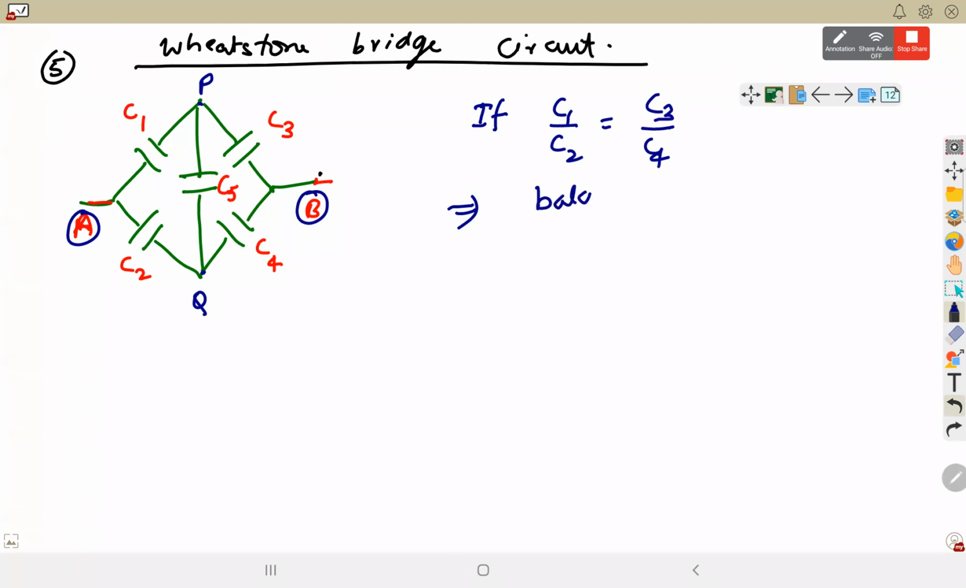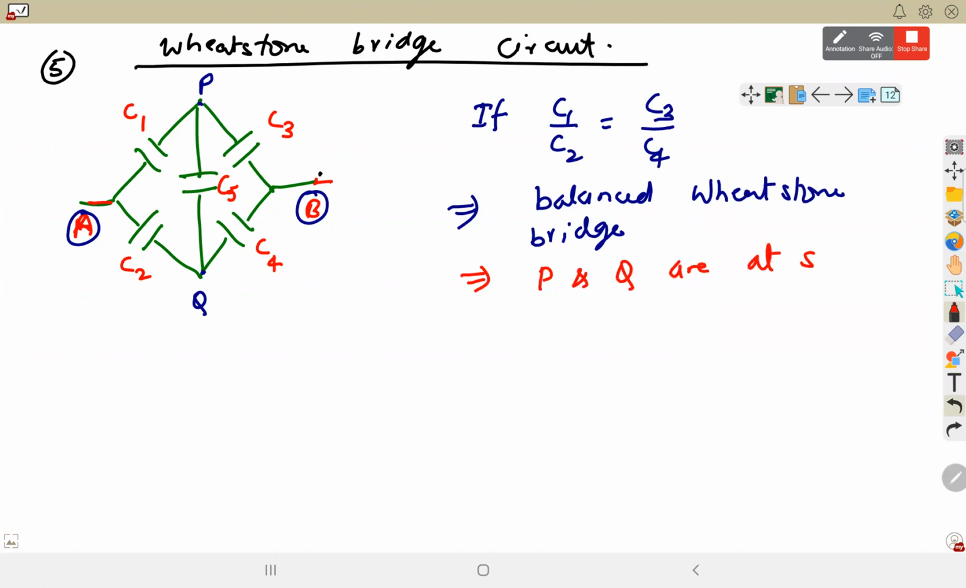When these ratios are equal, it is called a balanced Wheatstone bridge. Balanced Wheatstone bridge का मतलब, P and Q will be at same potential. These diagonal points will come at the same potential. Same potential means potential difference 0. Potential difference 0 means there will not be any charge. No charge in capacitor C5.